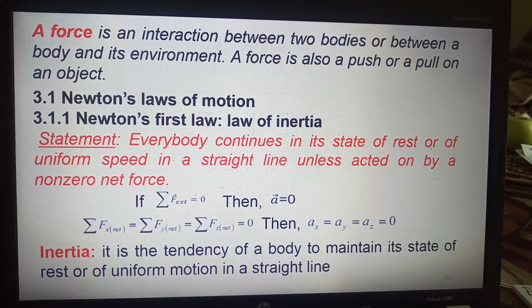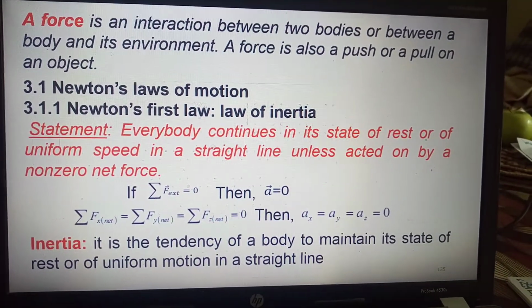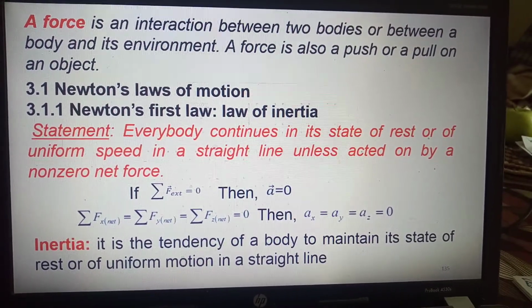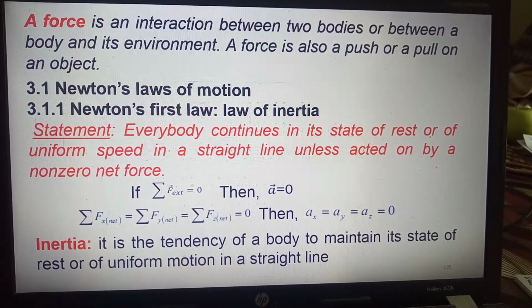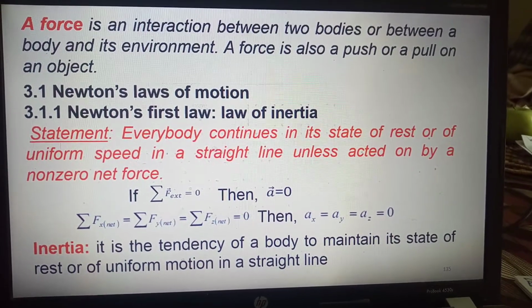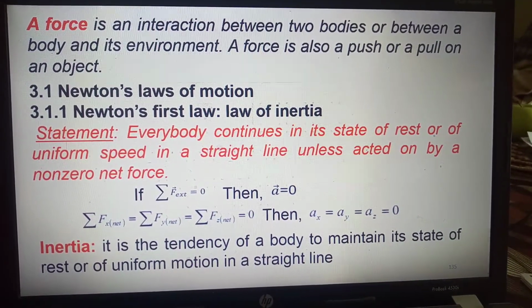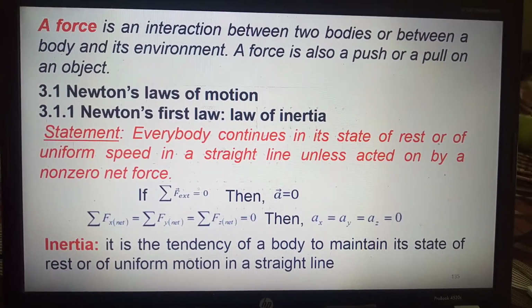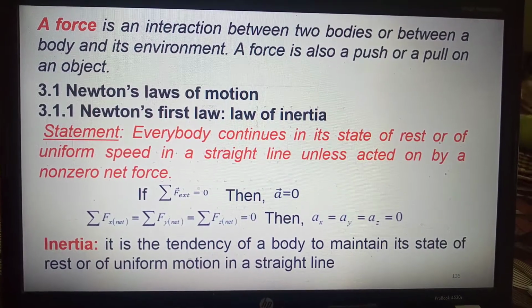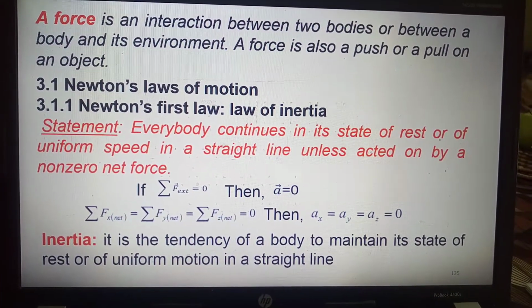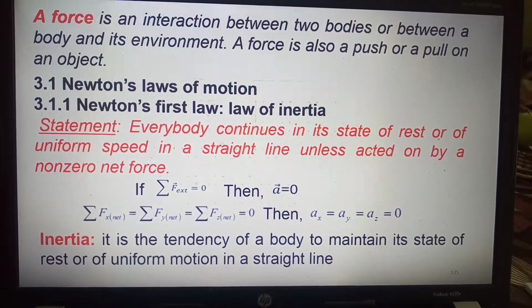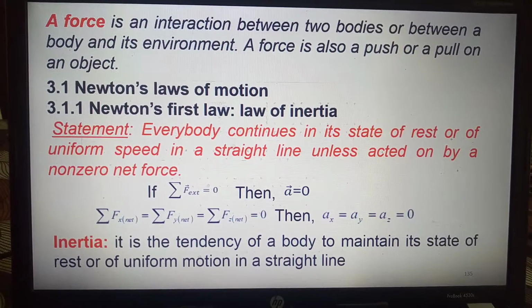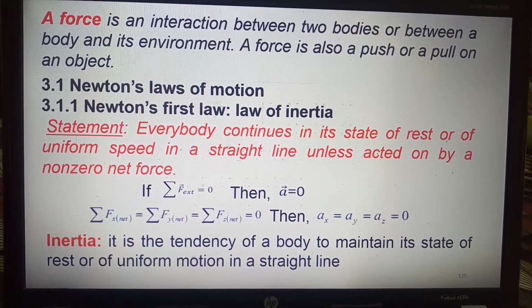Newton has three laws. The first law states that every body continues in its state of rest or uniform speed in a straight line unless acted on by a non-zero net force. This means that if the sum of forces acting on a body is equal to 0, then the acceleration of the body is equal to 0. If the acceleration is equal to 0, then the body has a constant velocity or the body is not moving at all.